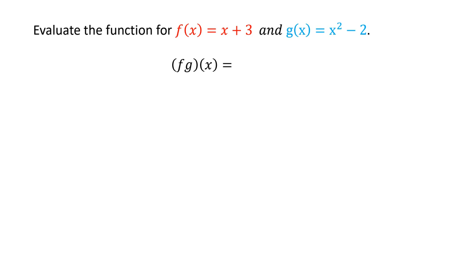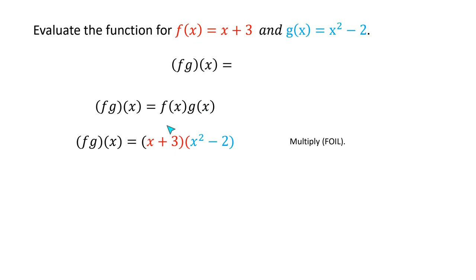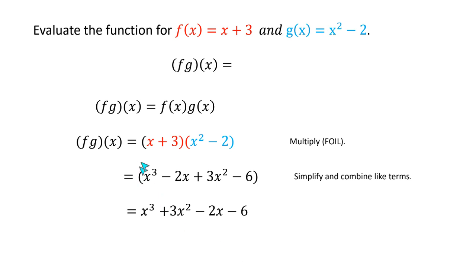Evaluate the function we're multiplying. So here we have f of x times g of x. So we get x plus 3 times x squared minus 2. So we're going to multiply the two parentheses. X times x squared is x cubed. X times negative 2 is negative 2x. 3 times x squared is 3x squared. And 3 times negative 2 is negative 6. So we end up with x cubed plus 3x squared minus 2x minus 6.